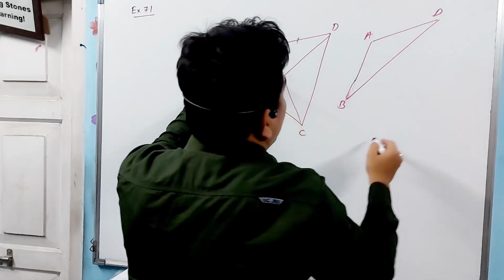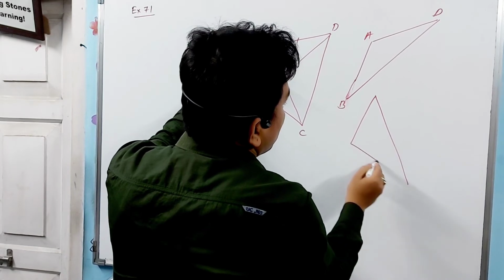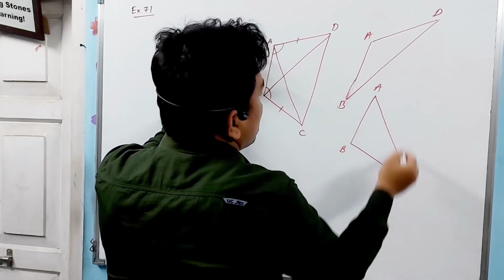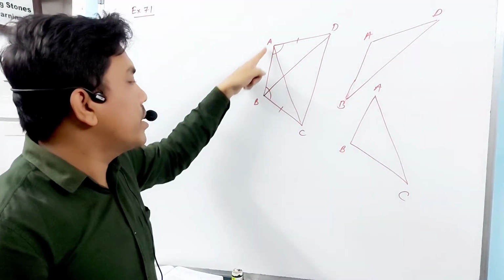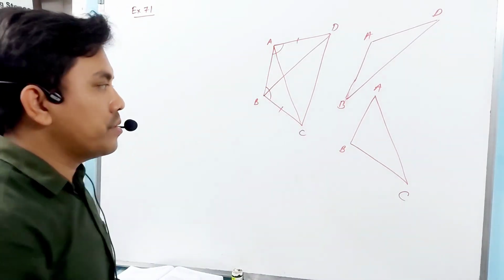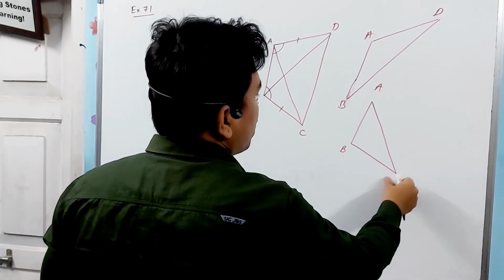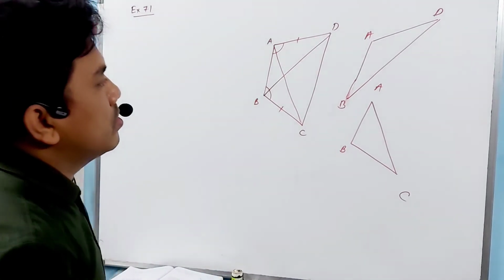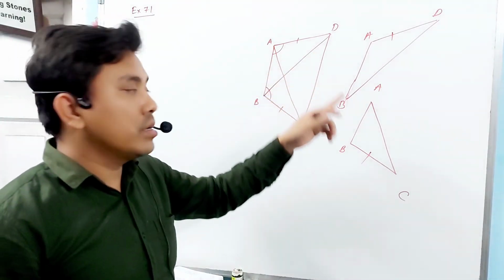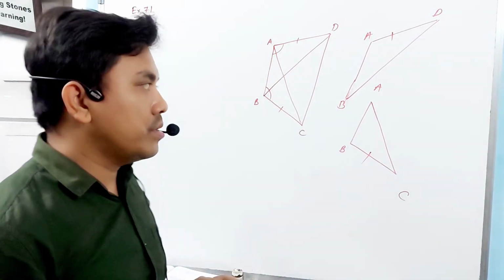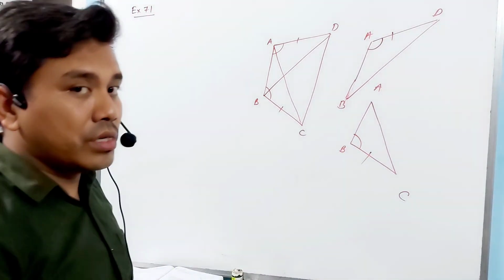BAD, and the other one is... okay. So I have taken triangle BAD here and triangle ABC here. Okay, all right. So now we'll compare both the triangles. Already it was given that AD is equal to BC. AD is in triangle ABD and BC is in triangle ABC. Again we were given that angle DAB is equal to angle CBA. It was given already, okay?